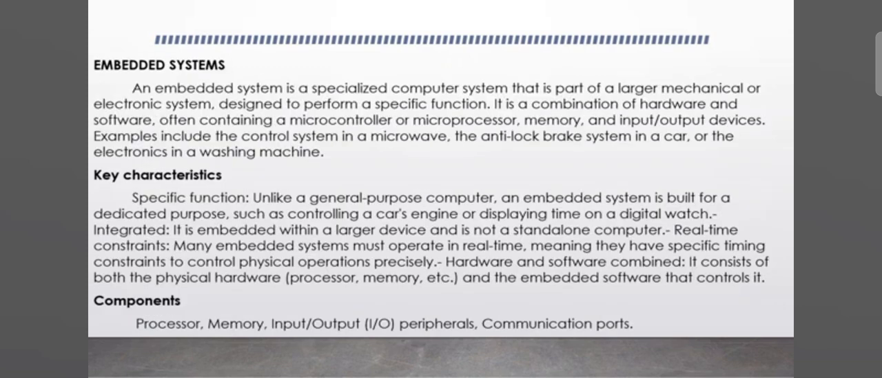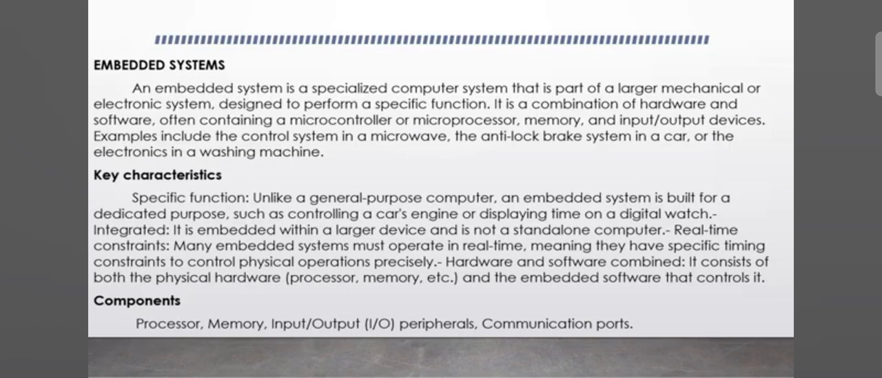Now let's come to embedded systems. An embedded system is a specialized computer system that is part of a larger mechanical or electronic system designed to perform a specific function. It is a combination of hardware and software, often containing a microcontroller or microprocessor, memory, and input output devices. Examples include the control systems in a microwave, the anti-lock brake system in a car, or the electronics in a washing machine.